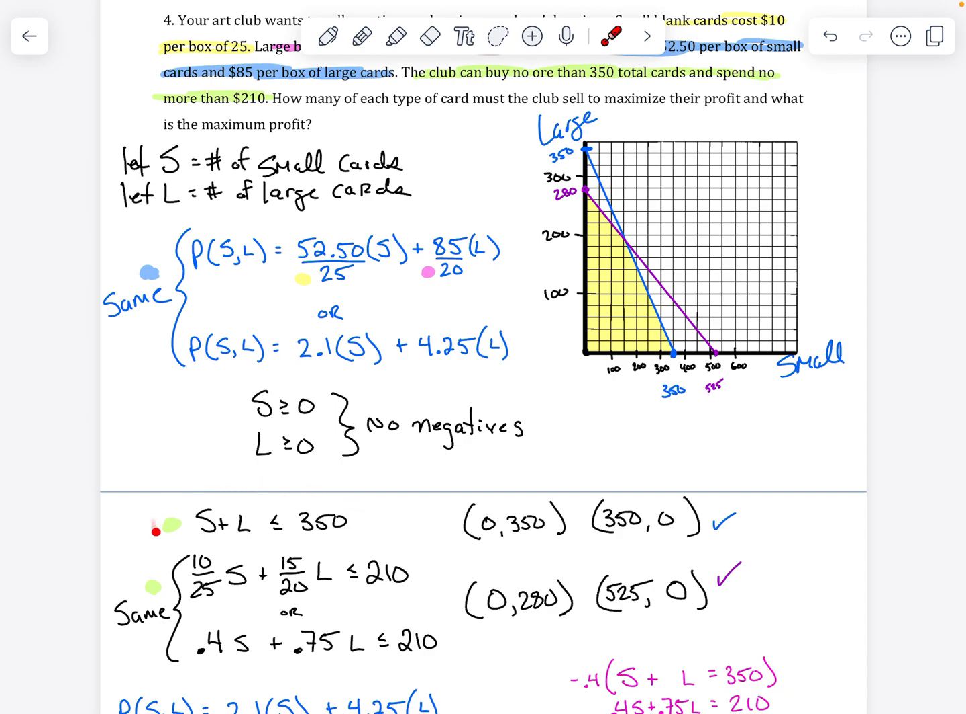I graphed this line right here using my blue line. I graphed the second one, whether by decimal or by fraction, using the 280 and the 525. So that's the purple line right here. And since the shading was below or equal to, I shaded my region. Now the feasible region has 1, 2, 3 easy points to identify and one more challenging point to identify.